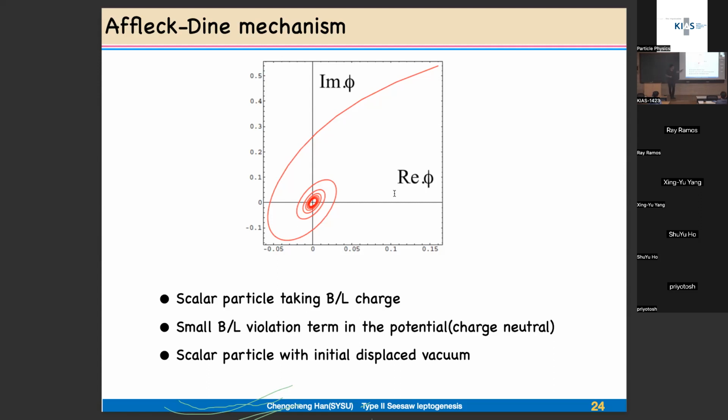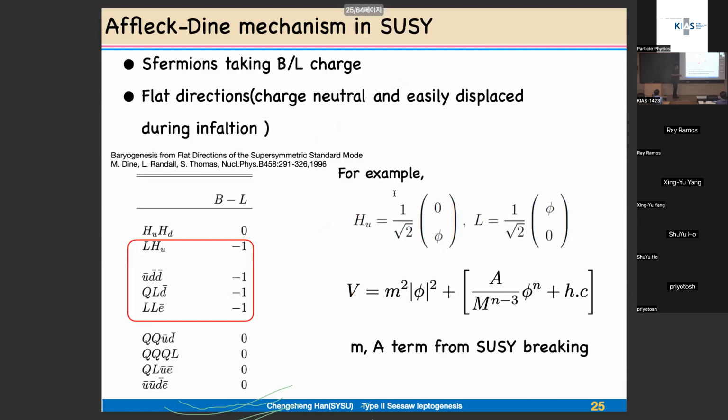This is, although not the easy condition. Here I will explain one example which can satisfy these three conditions. This example is from supersymmetry. Why is supersymmetry very natural? Because all the fermions, quarks, leptons naturally take the B or lepton charge.